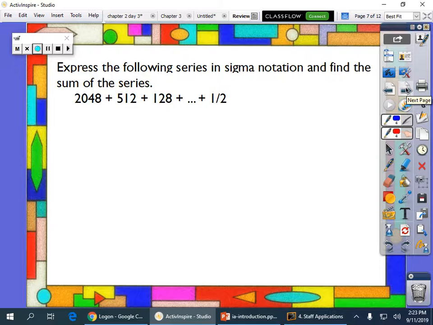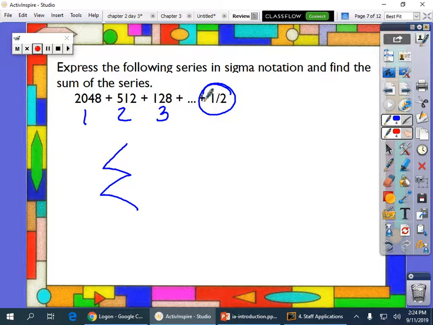Okay, so they want you to express it in sigma notation. First term, second term, third term. I need to find out what number term that is, right? Yes? So U sub n equals U sub 1 r to the n minus 1. Yes? Okay.